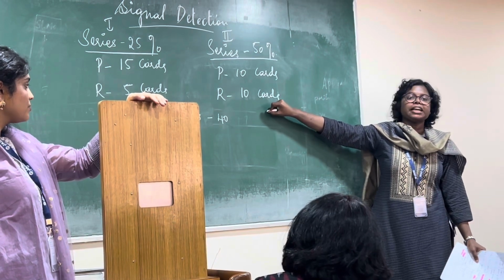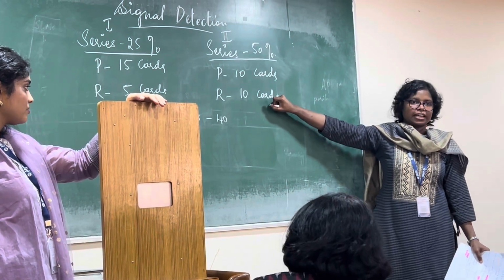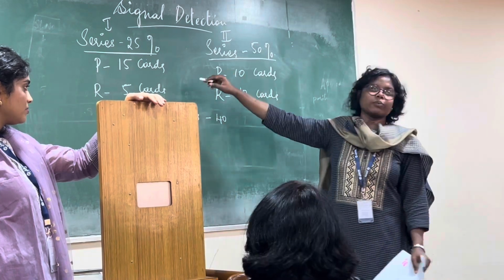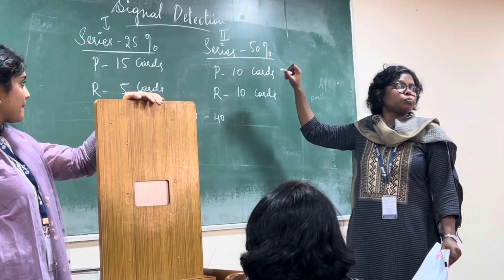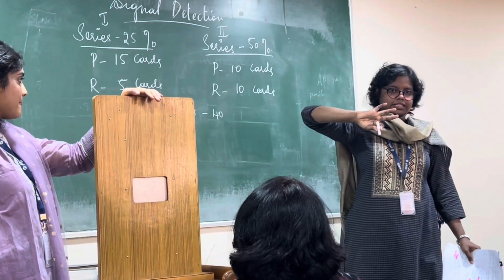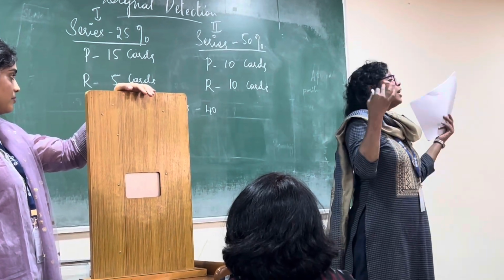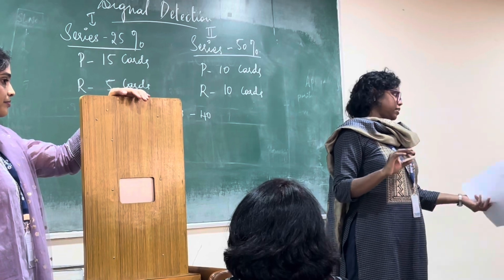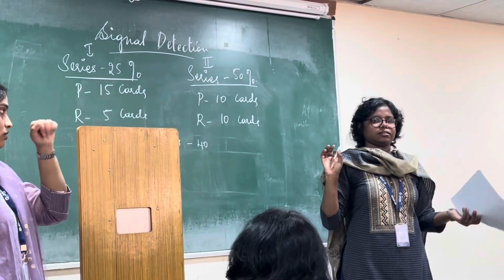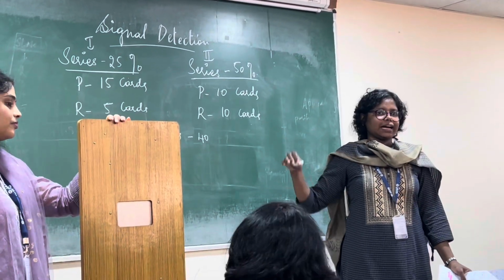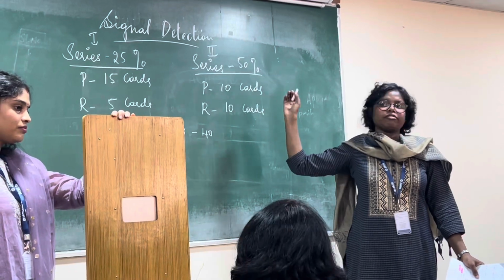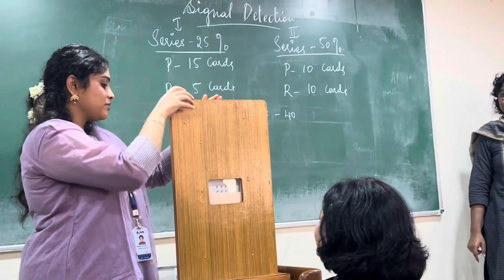So here, how many trials? Again, 20 trials. Series 1 has 20, series 2 has 20, both put together 40 trials. Again, for your exam, your externals might reduce the number of trials. Accordingly, you have to consider the P cards and R cards for both 25% and 50%. Clear?